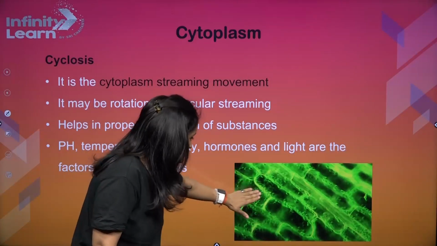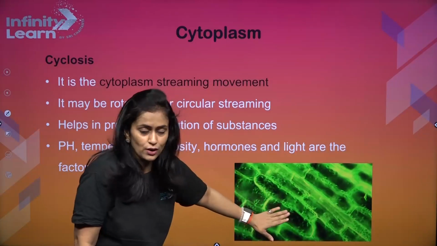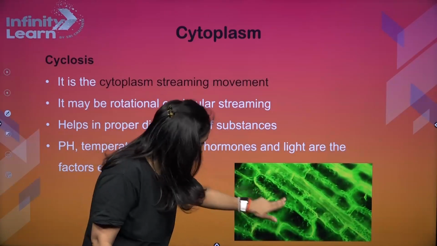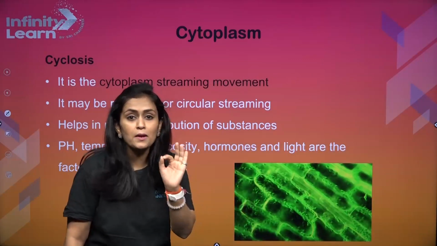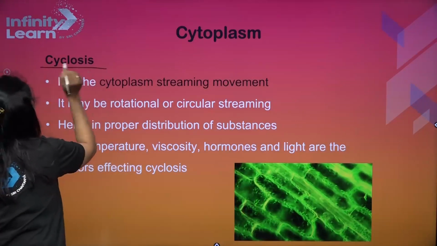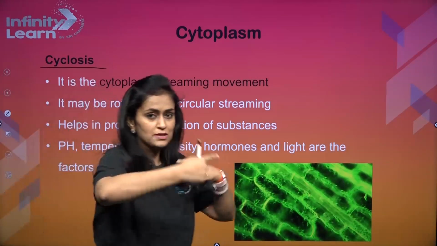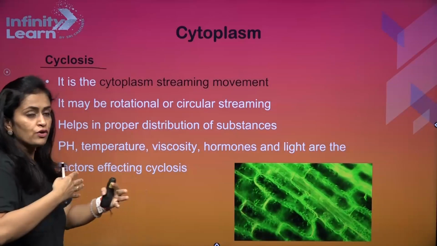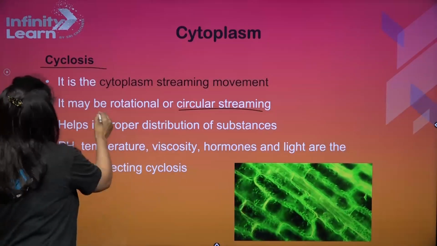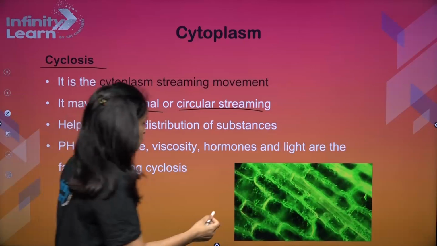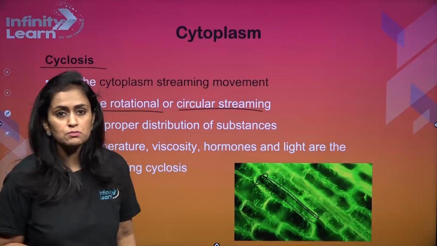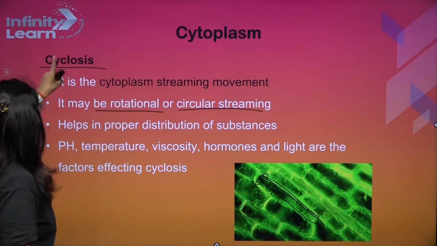Now we spoke about distribution. If you can see, it is moving. This is a plant tissue under the microscope, and you can see there is a movement happening. And that movement that you are seeing is basically the cytoplasmic matrix which is moving, and that phenomenon is known as cyclosis, the cytoplasmic streaming movement. Now, how can it move? It can either move in a circular streaming or a birotational movement. So it can move in this way or it can move in this way. Both types of movement are possible over here, and that's called cyclosis.